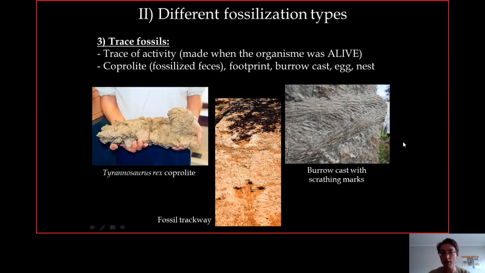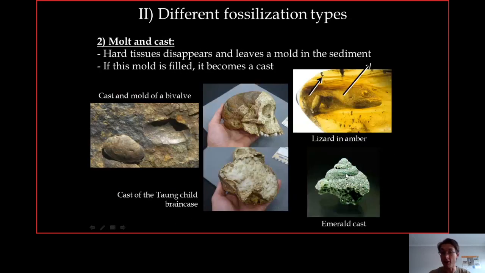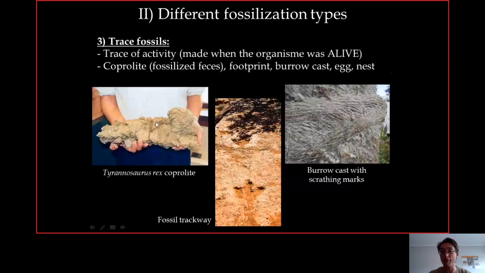In case you have a doubt, for example, you may think that a burrow cast could be considered a cast because that's in the name. Yeah, but the difference between the burrow cast and this cast is that the burrow cast was made by an animal when it was alive. So it makes it a trace fossil. That's the big difference.